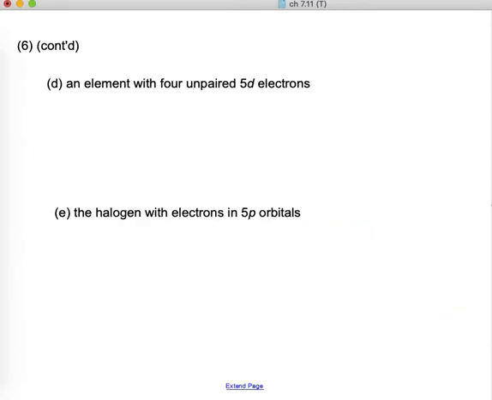Let's do a few more examples. An element with 4 unpaired 5d electrons. Well, if I go to the 5d sublevel, which starts with lanthanum, 4 electrons would take me to tungsten. So I can write the electron configuration of tungsten as xenon 6s2, 4f14, 5d6. I'm sorry, 5d4.